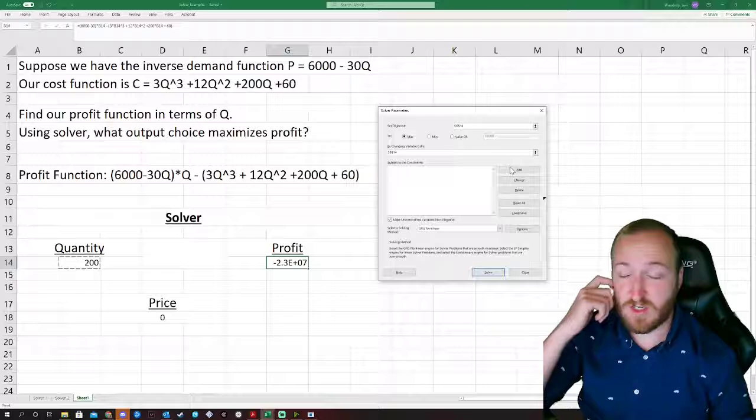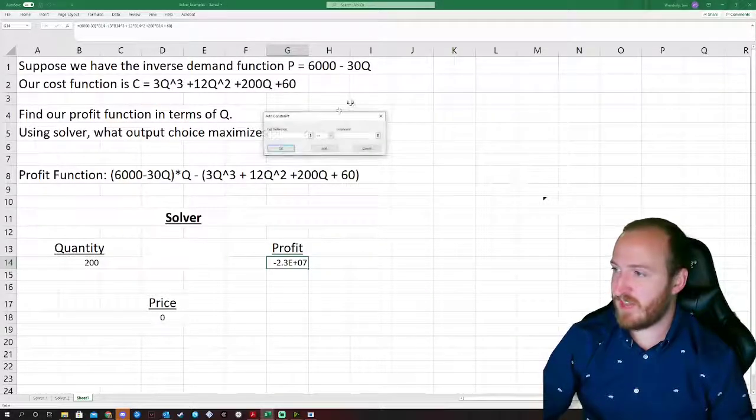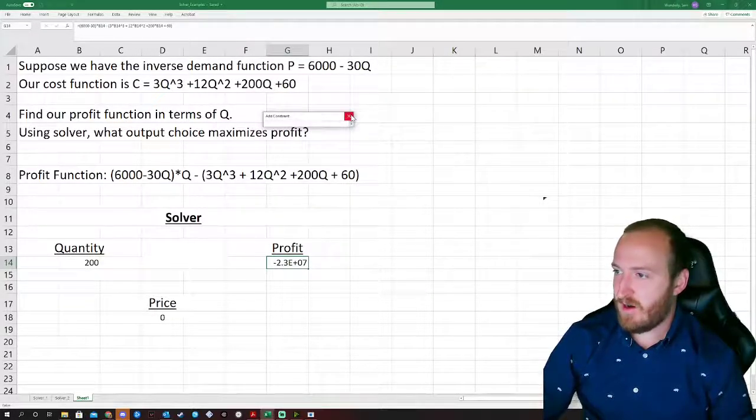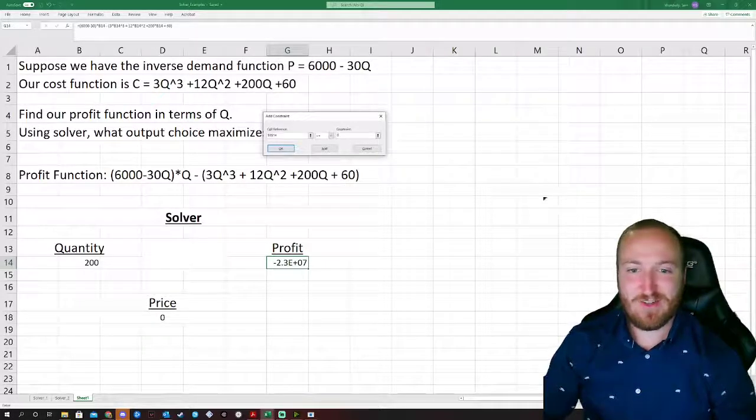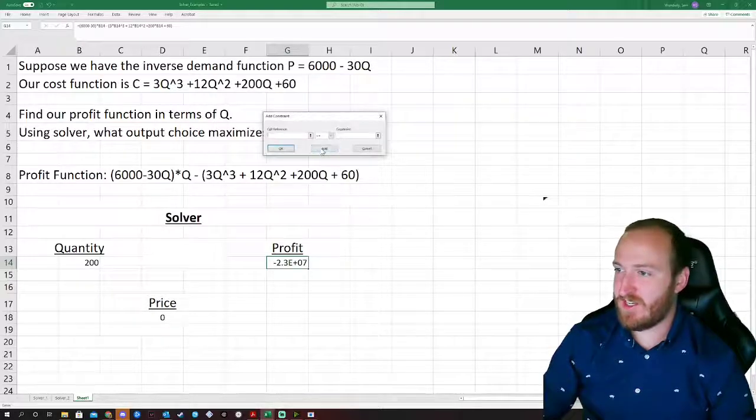However, we do need to add in some constraints, right? So let's add those in. For example, our quantity here, so in our cell reference, we click on quantity. It has to be greater than or equal to 0, right? We can't produce some negative amount of output. So we'll add in this constraint.